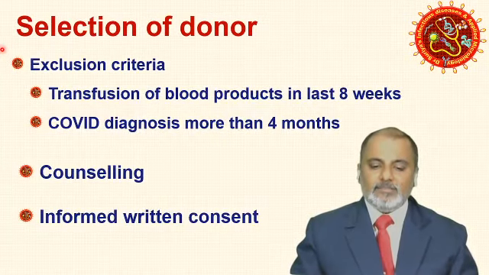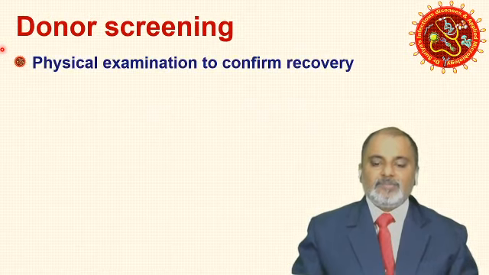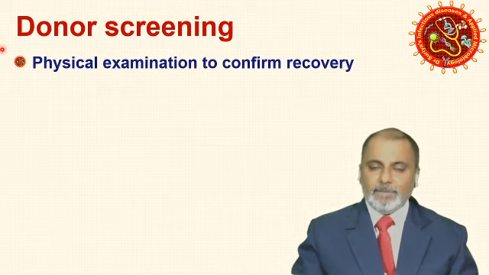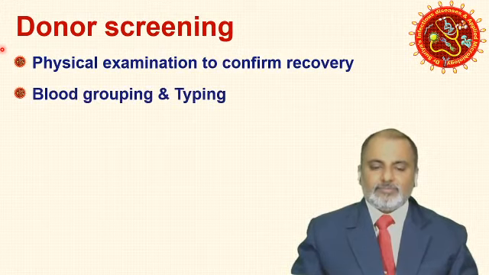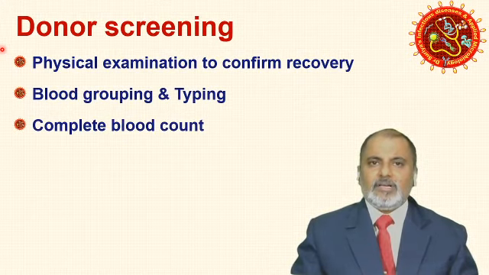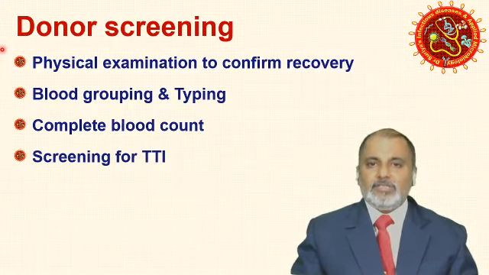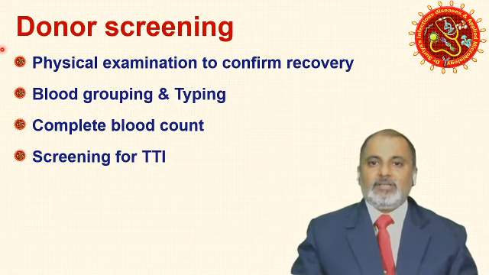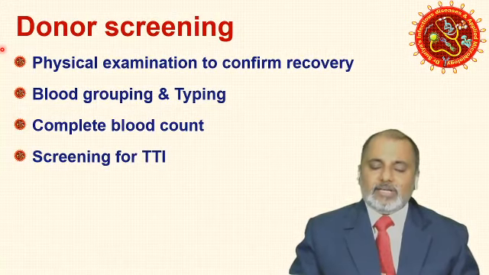After getting the informed consent, these are all the steps. We should do a physical examination to confirm the recovery. That means he should be asymptomatic. There should not be the presence of any symptom of COVID. That should be confirmed by physical examination. Number 2, routine blood grouping and typing and complete blood count. And very, very important, screening for transfusion transmitted infections like hepatitis B, hepatitis C, HIV, syphilis, and plasmodium, microfilariae, all routinely or as per the government guidelines.